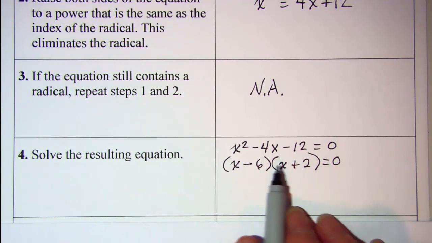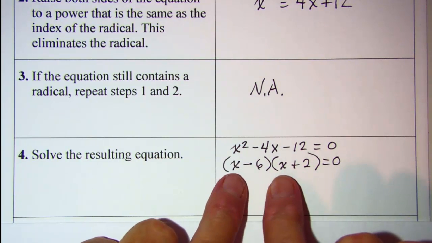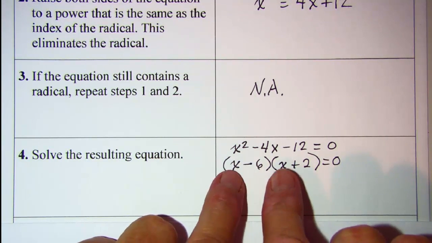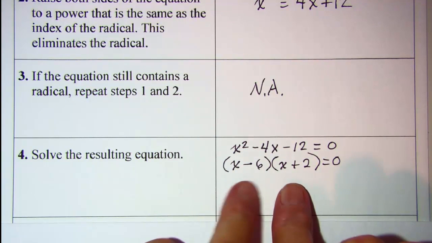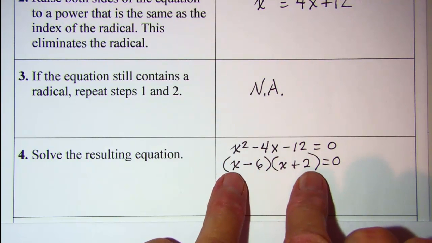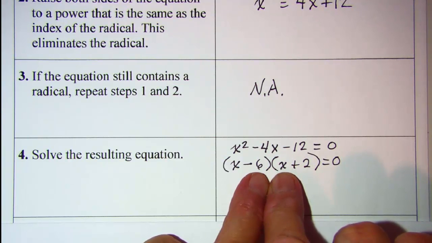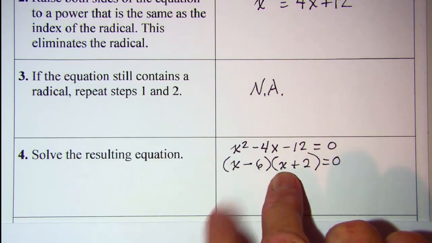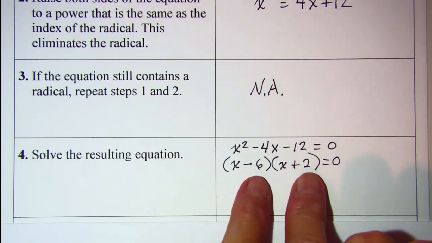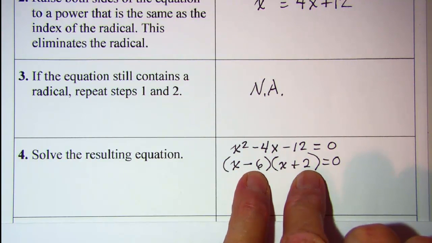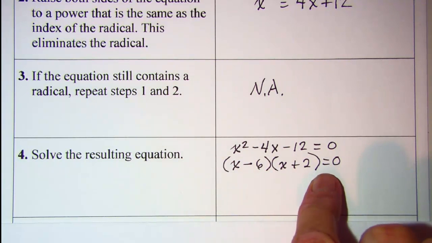Before I go on, I always check to make sure that I have it factored correctly. So I FOIL this out. X times x is x squared, and that's what I need in the front. My outer product is a positive 2x. My inner product is a negative 6x. When I add those together, I get negative 4x, so good to go there. And when I multiply negative 6 times positive 2, I get negative 12. So this is factored correctly.